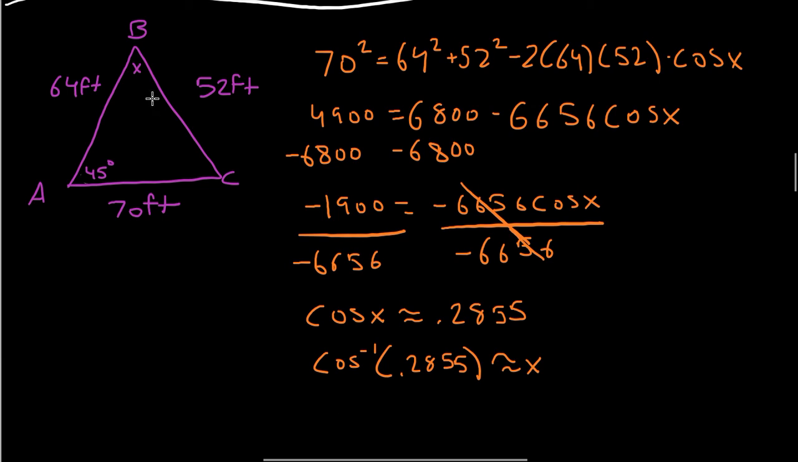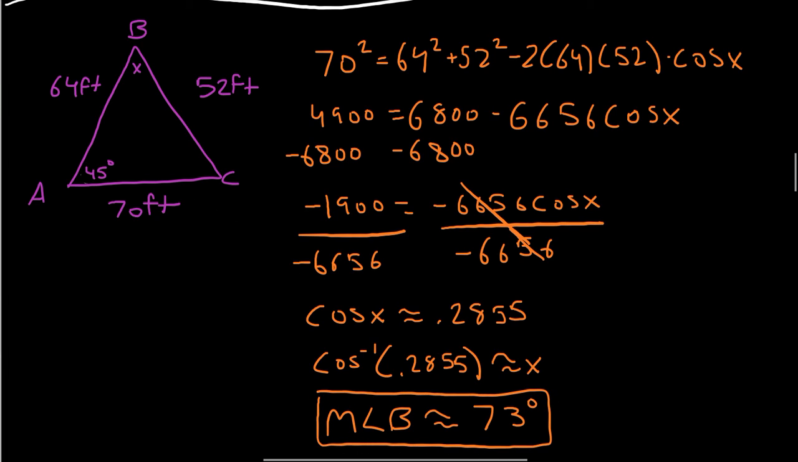And remember, x is the measure of angle B. So when we get to the last step, we can just switch the x to measure of angle B. It's not necessary, but it does help you out. So the measure of angle B is roughly equal to the inverse cosine of our number, which is roughly 73 degrees.